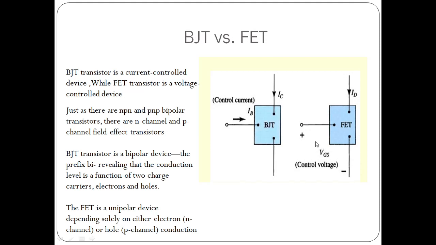As you can see, the voltage or potential difference between the gate terminal and the source terminal is marked as VGS. This is the potential difference between the gate terminal and the source terminal.